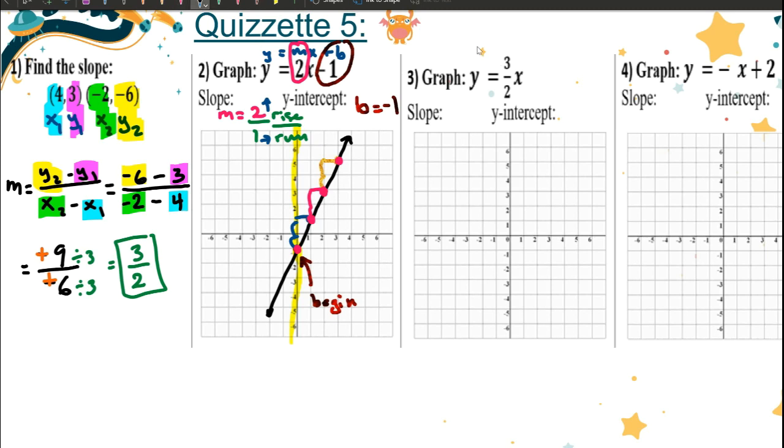All right, number 3. Same pattern, same steps, same concept. y equals mx plus b. So what is your m? m is 3 over 2.